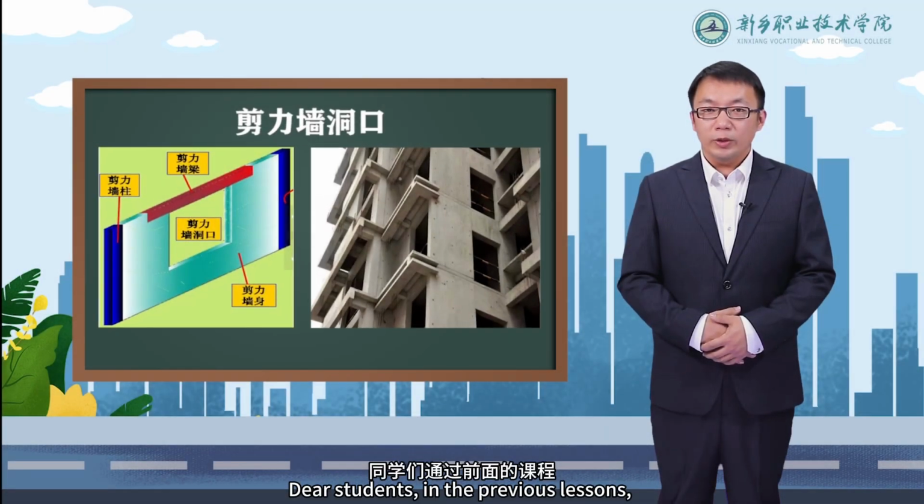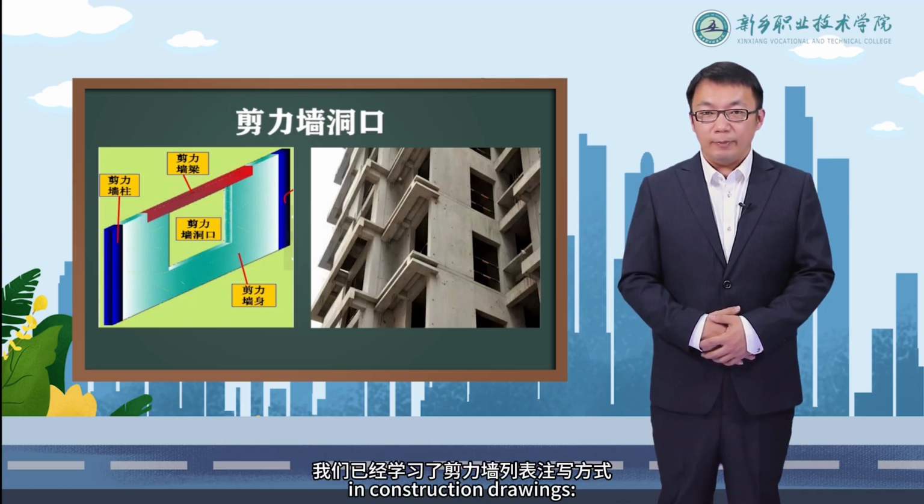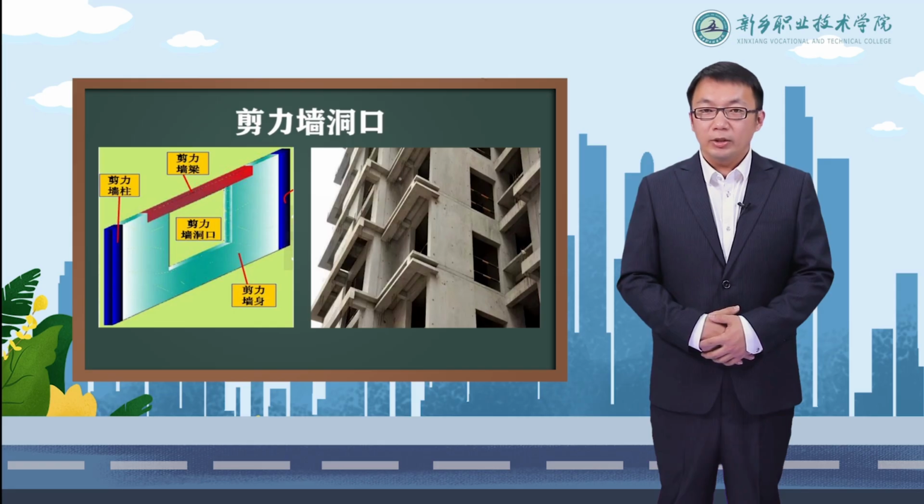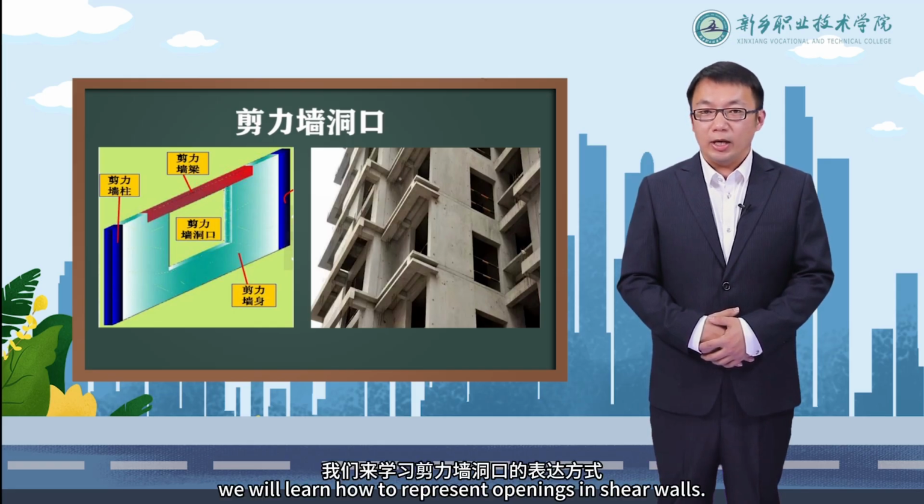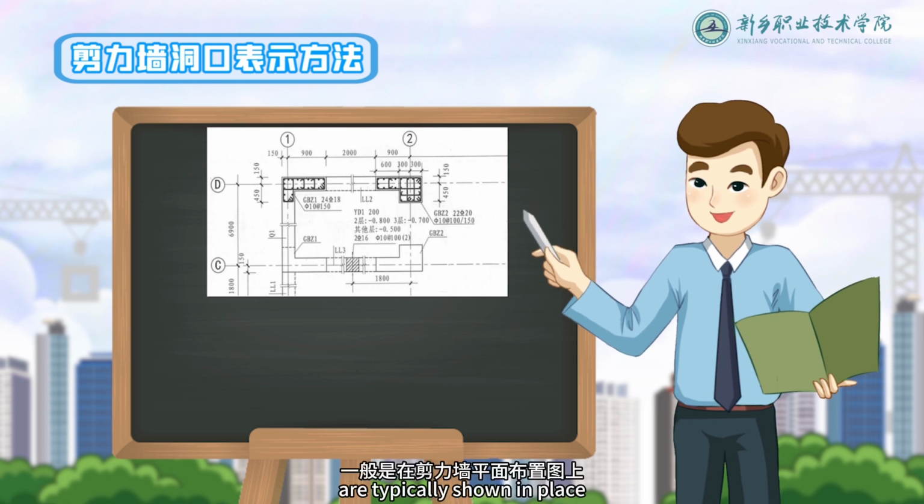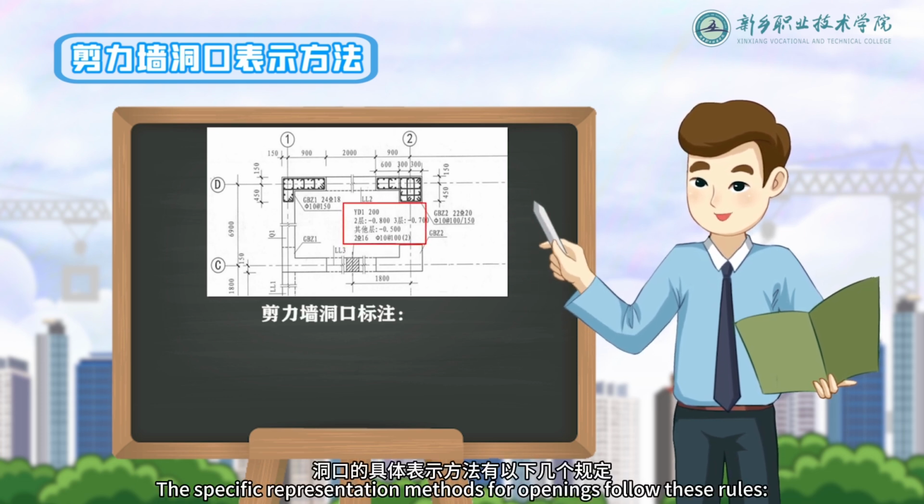Dear students, in the previous lessons, we have learned two methods of representing shear walls in construction drawings: the schedule notation method and the section notation method. In this lesson, we will learn how to represent openings in shear walls. Openings in shear walls are typically shown in place on the shear wall layout plan. The specific representation methods for openings follow these rules.